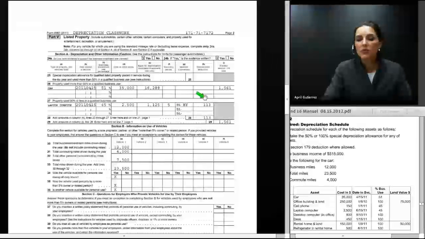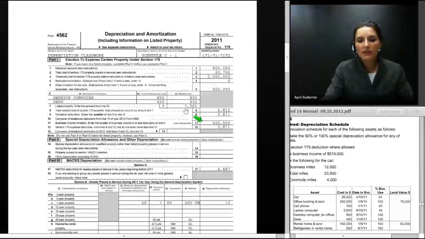The laptop is not eligible for a Section 179 deduction, therefore it is not included in the total on line 29, and instead the amount on line 28 will carry over to page 1 and get entered on line 21. But the amount on line 29 will be carried back to page 1 and entered on line 7. And here we are again with line 7, $1,561.